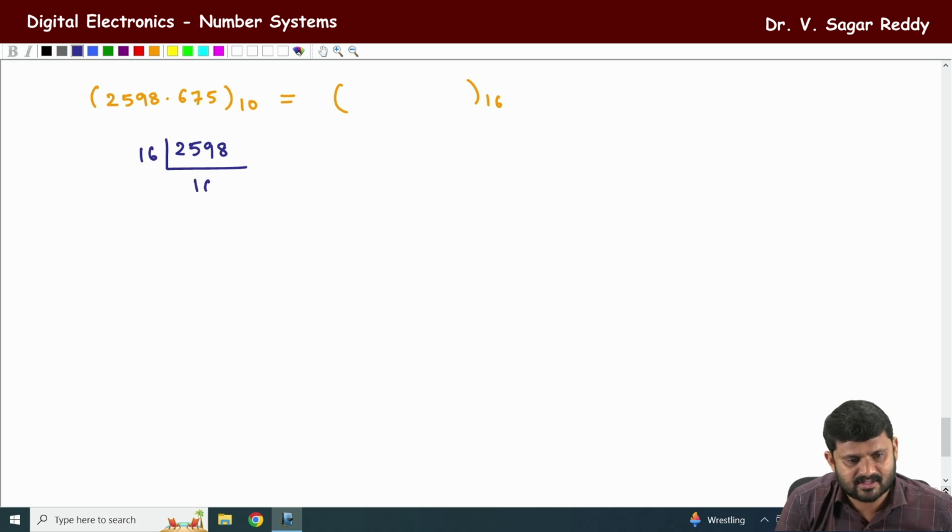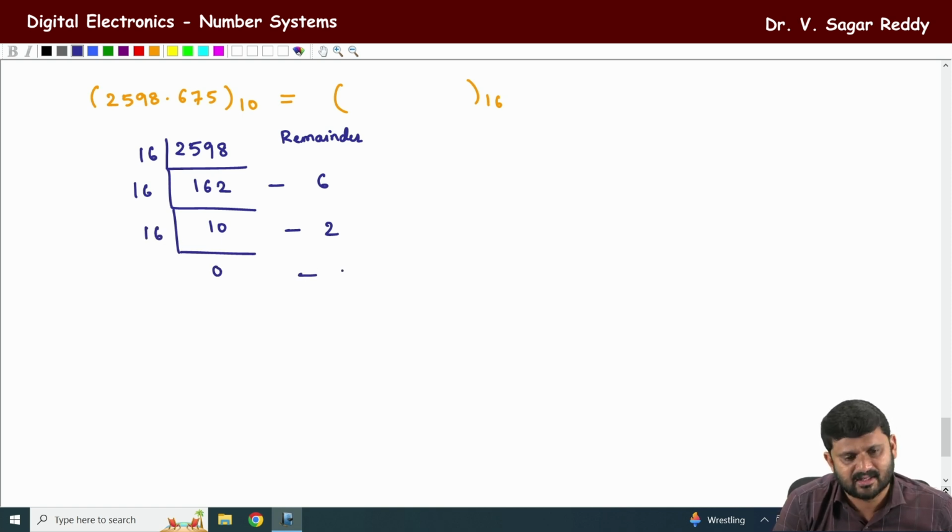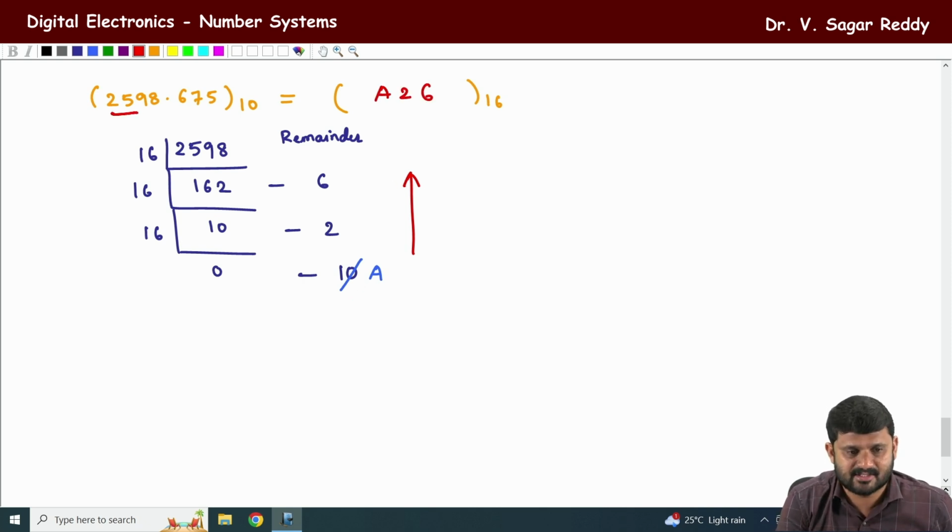So 16 into 2598 gives 162, and the remainder is 6. Then 16 into 162 gives 10, remainder 2. Then 16 into 10 gives 0, and the remainder is 10. What is 10? 10 in hexadecimal we can write as A. So the hexadecimal equivalent for the given number is A26. For the integer part, this is the hexadecimal equivalent.